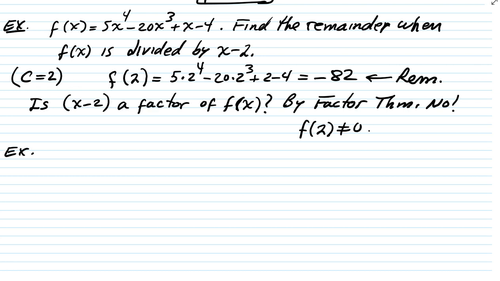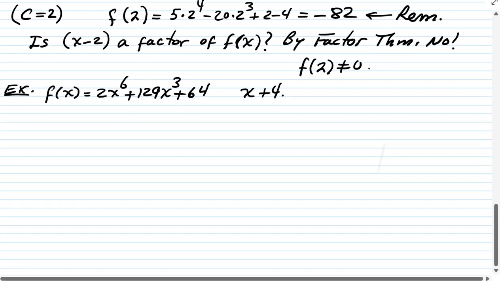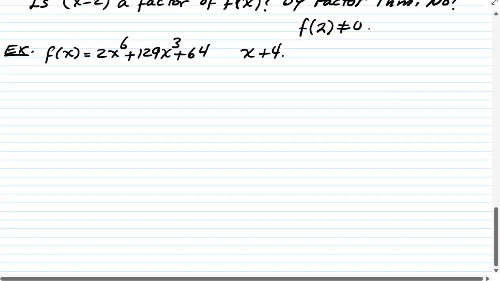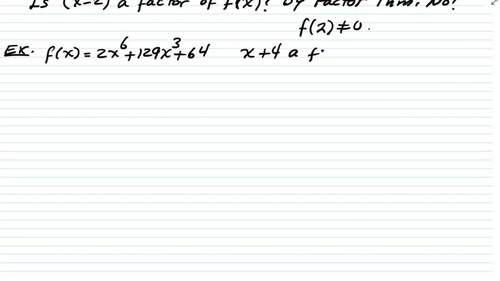Let's take a look at another example. In this example, let's say f of x is 2x to the 6th plus 129x cubed plus 64. And this time, let's say we want to know if x plus 4 is a factor. Let's see if it is. So what are we going to do? We're going to find the remainder. We're hoping the remainder is 0, right? The remainder of f at negative 4.